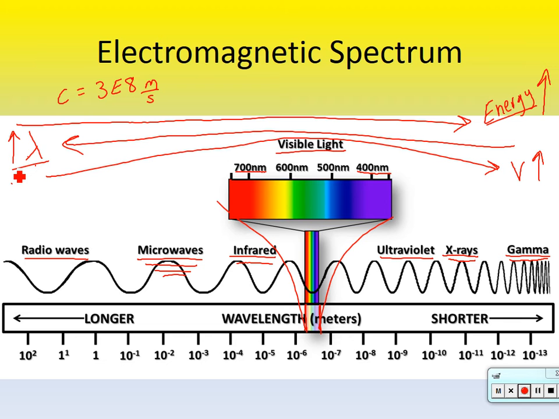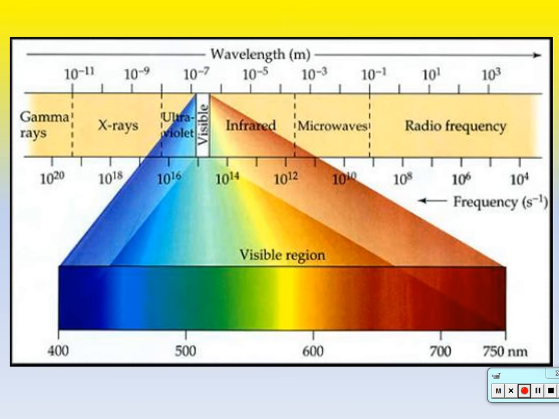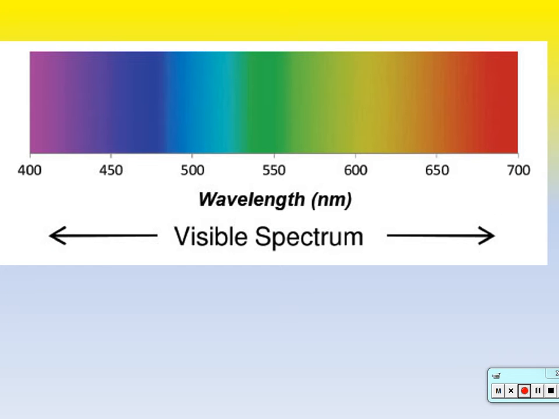What color has the most energy that we can see? Violet. Which color has the lowest energy that we can see? Red has the lowest energy. Okay. All right. Okay, this is just the visible spectrum. Shows the same thing. Again, the visible spectrum, we can see from 400 nanometers to 700 nanometer wavelengths of light.